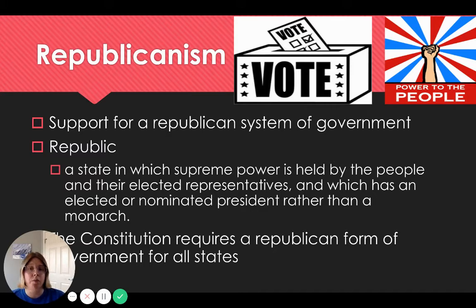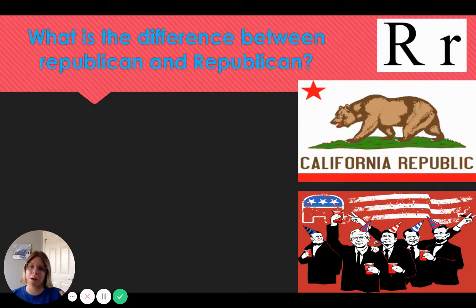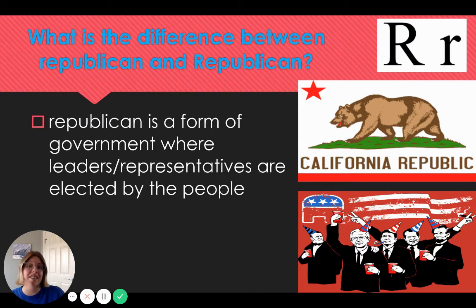The Constitution does require that all states have a Republican form of government. But I just want to clarify, because we did hear the word Republican a lot when we talked about ideology in our Unit 4, but there is a difference between Republican with a small r and Republican with a big R. So Republican with a small r is the type of government that I just talked about. It's where leaders and representatives are elected by the people. So when you think republic or Republican with a small r, just think representative government. That's basically what it means.